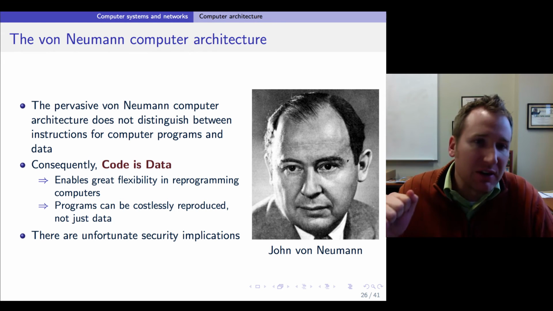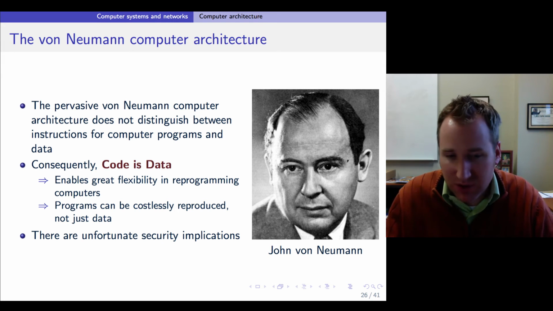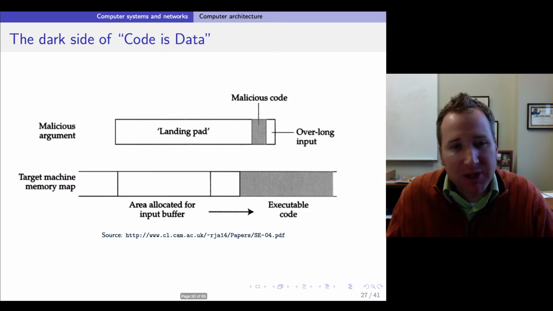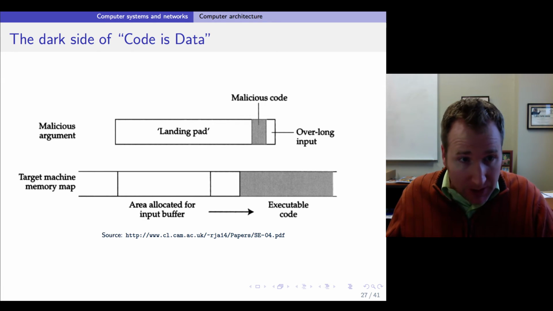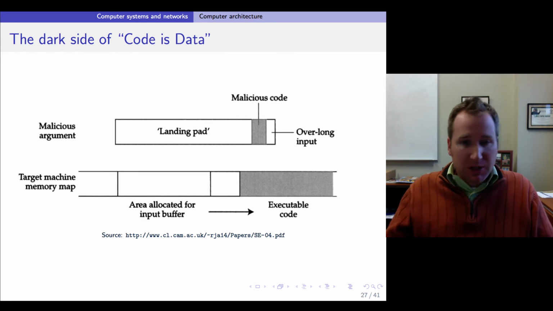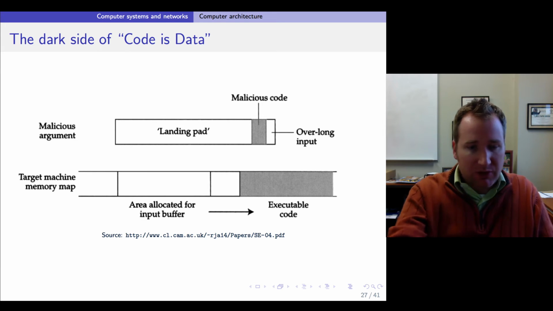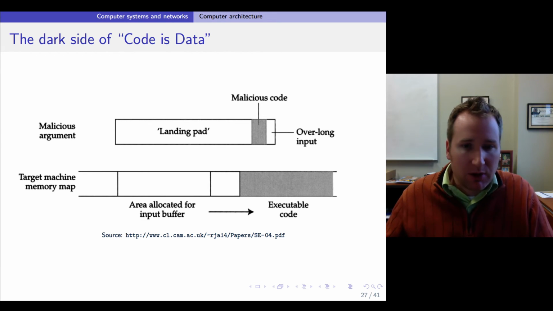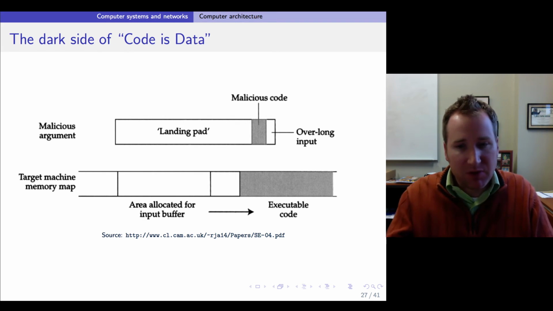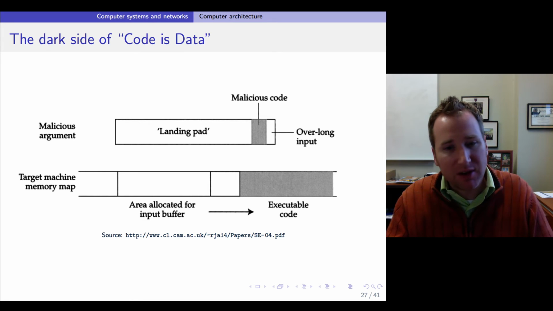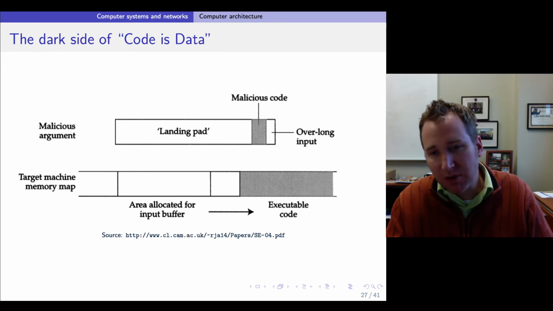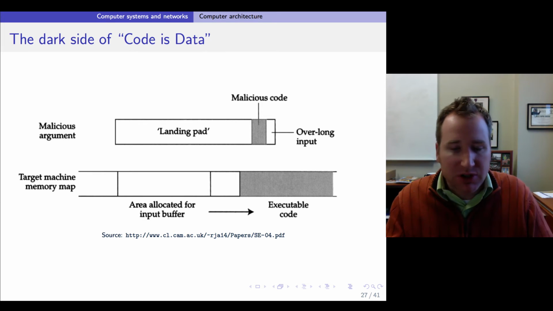This is great, but it has a lot of unfortunate security implications. The biggest being what we'll call a buffer overflow attack. So this is code as data's dark side. You can look at this visual representation of a memory map. The bottom figure here shows various bits of memory which have been allocated, and a certain fixed amount has been allocated for data as input to a program. And then after some period of time, there's another part that's the program, and that's the dark shaded color.